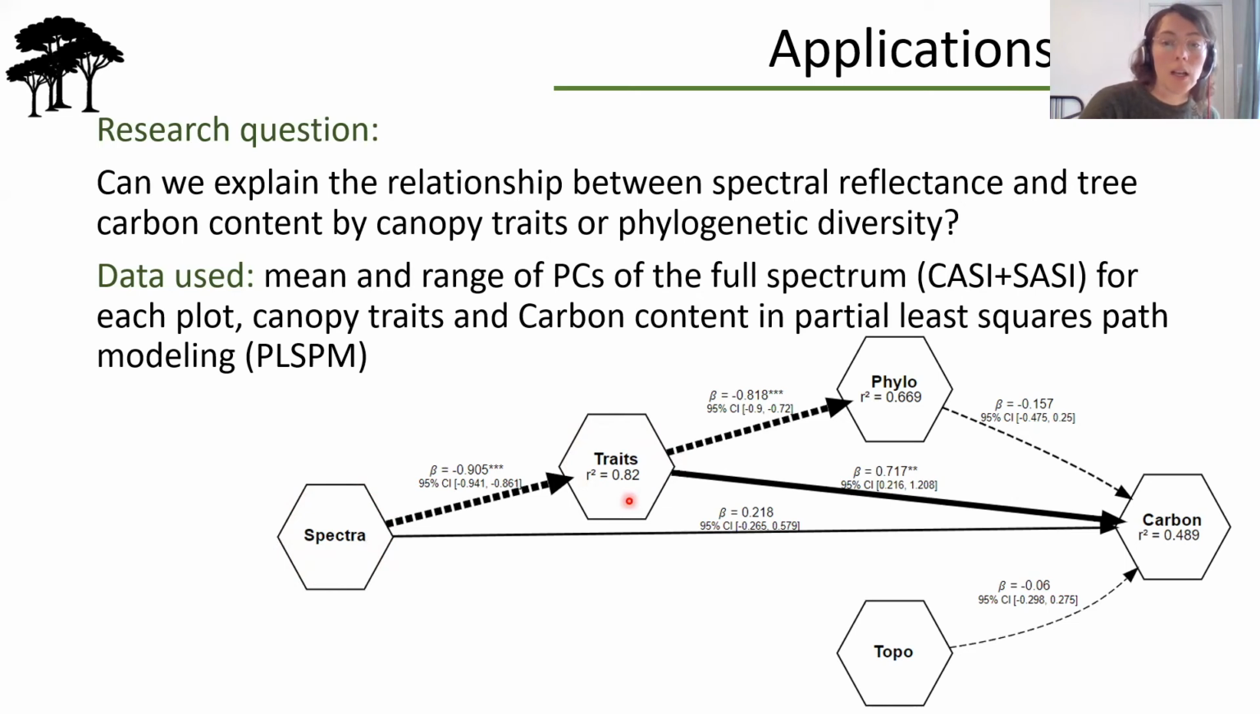And what we see here is that there was a strong indirect relationship from spectral reflectance to tree carbon content mediated through the concept of traits. This means that canopy traits are a mediator of this relationship, but not only of this relationship, they also act as a mediator between spectral reflectance and phylogenetic diversity. And we also found that topography didn't have a big influence on carbon content here.